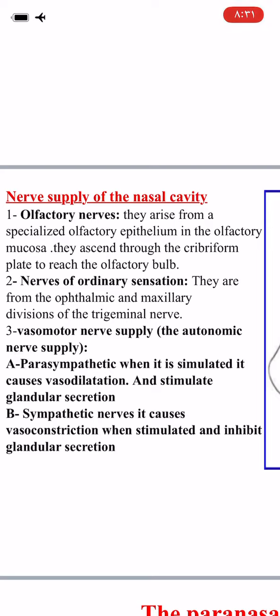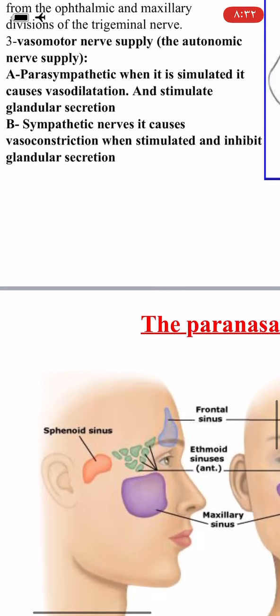3. Vasomotor nerve supply, which is the autonomic nerve supply. A. The parasympathetic, whose stimulation causes vasodilatation and stimulates glandular secretion. B. Sympathetic nerves, whose stimulation causes vasoconstriction and inhibition of glandular secretion.